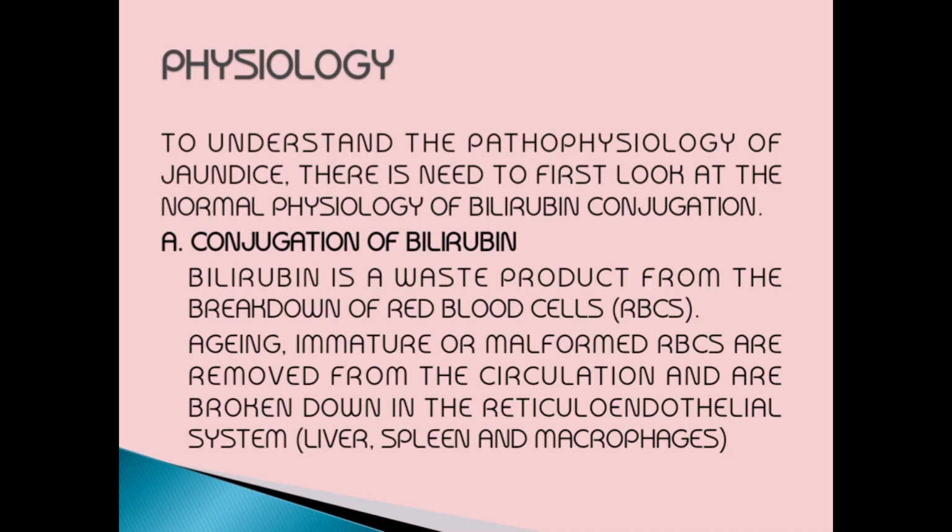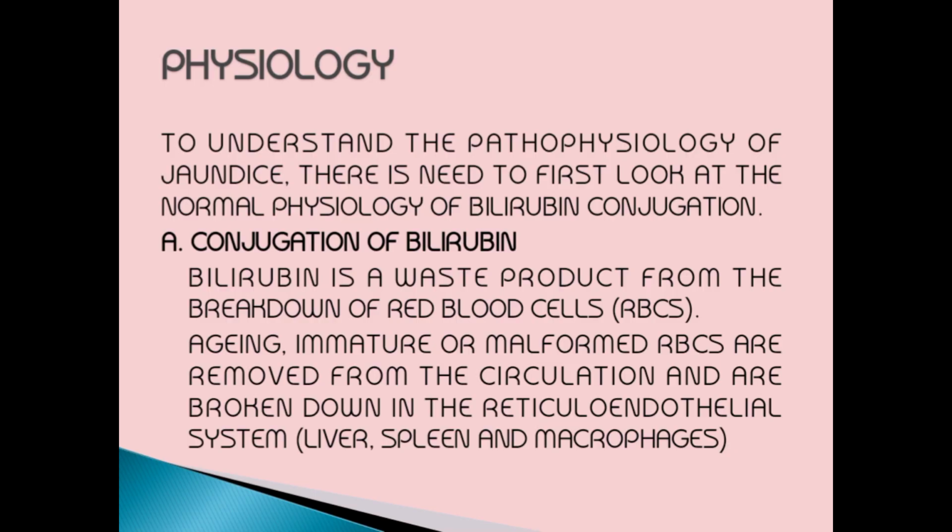You need to understand that as red blood cells break down, hemoglobin is broken down into three components: heme, iron, and globin. All these three components are very important for us to understand. So let's now go through this. To understand the pathophysiology of jaundice, there is need to first look at the normal physiology of bilirubin conjugation.